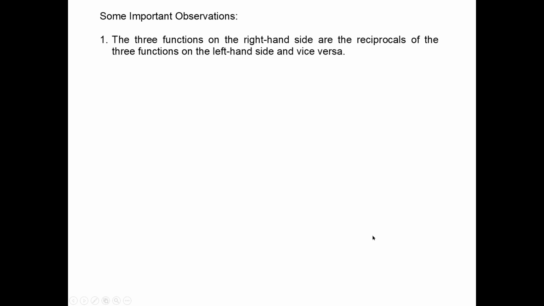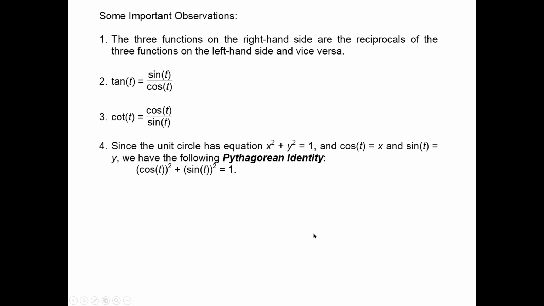Just like when we defined them earlier, the tangent of t is the sine of t over the cosine of t. Remember, the tangent was y over x. The sine of t was y, the cosine of t was x. The cotangent of t is the cosine of t over the sine of t. Notice, it's still a reciprocal. Flip that guy over. And number 4, since the unit circle has the equation x squared plus y squared equals 1, and the cosine of t is x, and the sine of t is equal to y, we have the following Pythagorean identity. The cosine of t squared plus the sine of t squared is equal to 1.